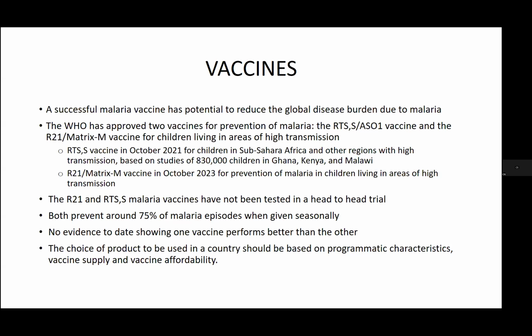The first vaccine was recommended in October 2021, based on pilot studies done in children in Ghana, Kenya, and Malawi. And the R21 vaccine was recommended in October 2023. Both these vaccines have not been tested in a head-to-head trial, but both prevent around 75% of malaria episodes when given seasonally, and seem to cause a substantial reduction in severe malaria hospitalization and a drop in child deaths.